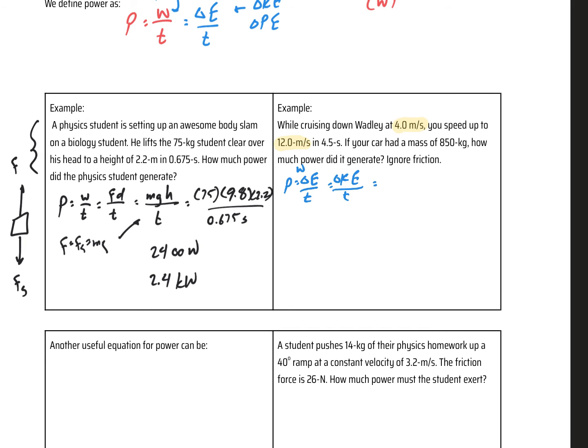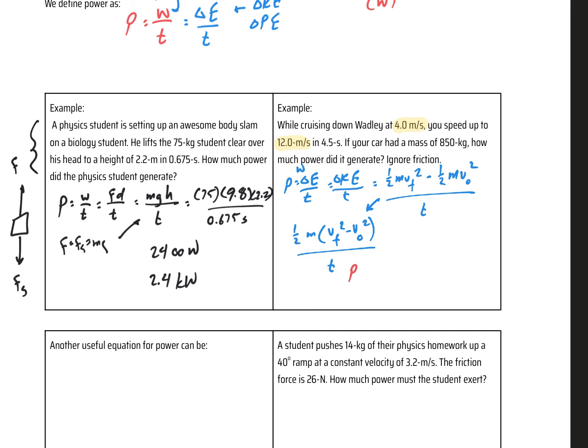So there's a couple different ways to do this. I'll kind of set it up like this. It's 1/2 m v_f squared minus 1/2 m v naught squared all over time. And then we just do a little bit of math on the top to clean that up, just in case you see some solutions that look like this. That's what that turns into. So power looks like this.